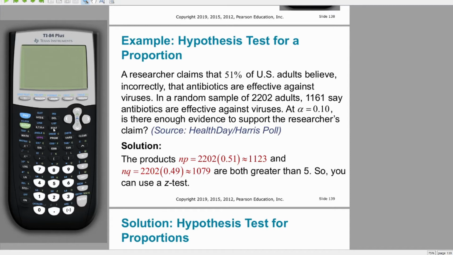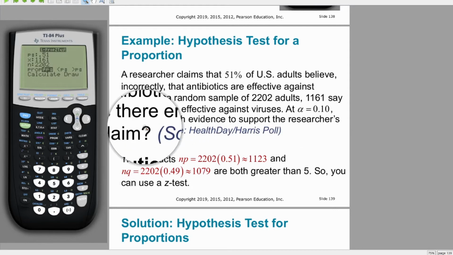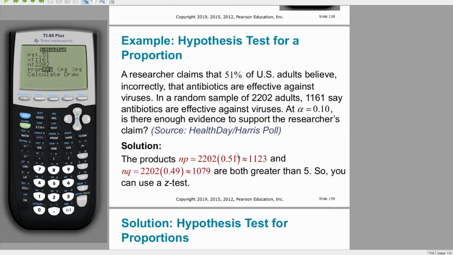So we go in here, same menus, Tests, option 5 for the one proportion z-test. The supposed parameter we're looking at is that proportion, 51%, and our sample data is 1161 out of 2,202. We're looking at the researcher's claim here that it is 51%. We're not assuming that 51% is good, we are checking to see if it is good. Because the claim is equality, the alternative would be any form of inequality, that is, not equal.